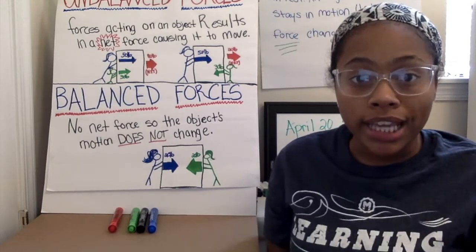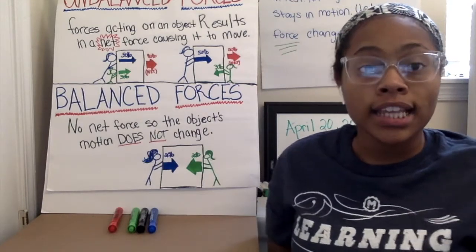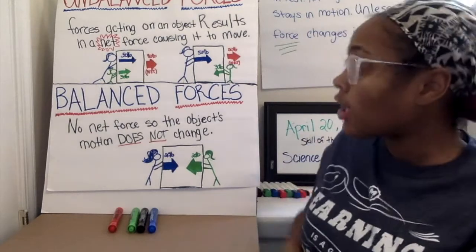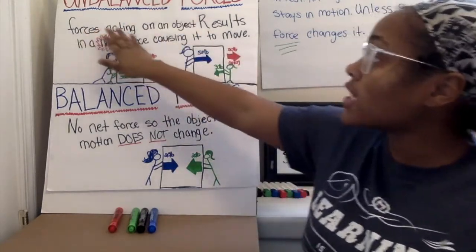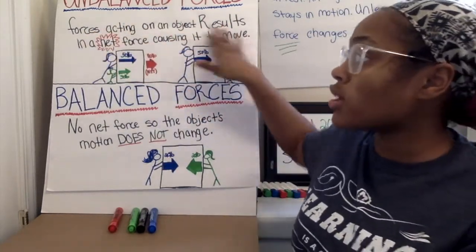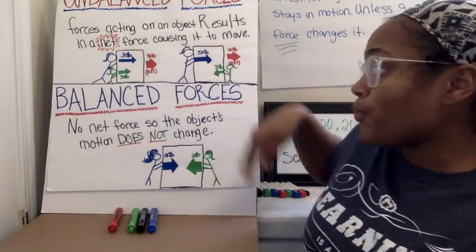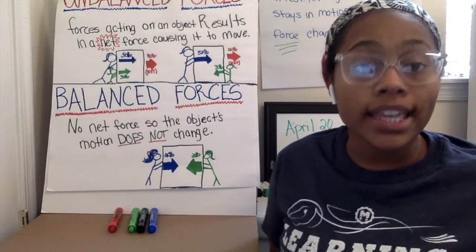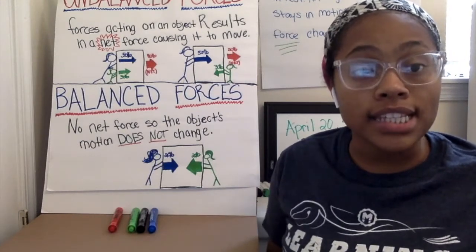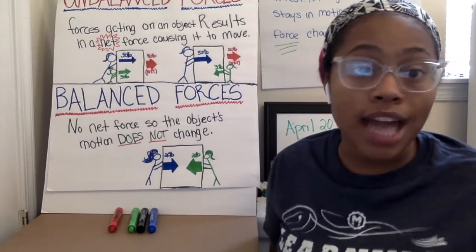Let's hop right into balanced and unbalanced forces. Let's start with unbalanced forces. Unbalanced forces are forces acting on an object, which results in a net force causing it to move. What I mean by that is an unbalanced force means that something is moving. It makes an object move.